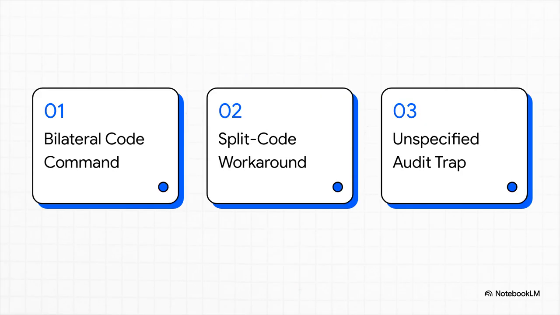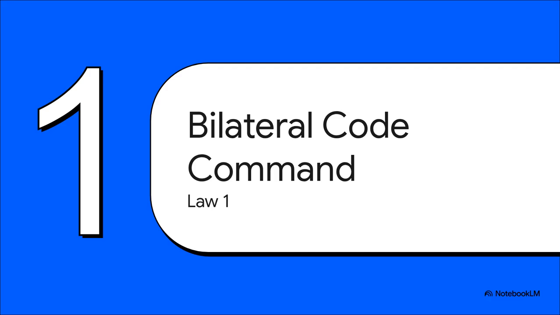Okay, let's dive into this authoritative three-law framework we've derived strictly from the CMS guidelines. We'll be looking at Law 1, the bilateral code command, Law 2, the split code workaround, and finally, Law 3, the unspecified audit trap. Let's kick things off with Law number 1, the bilateral code command.